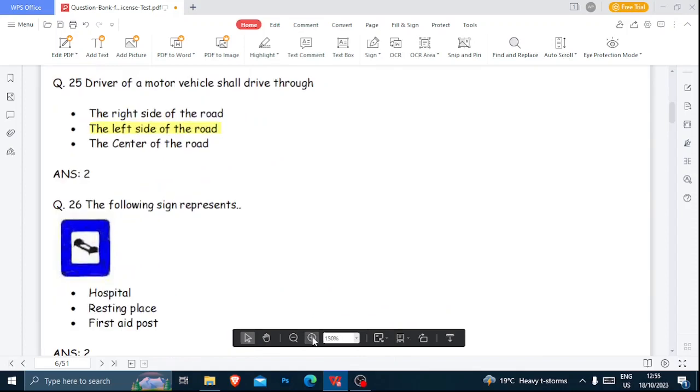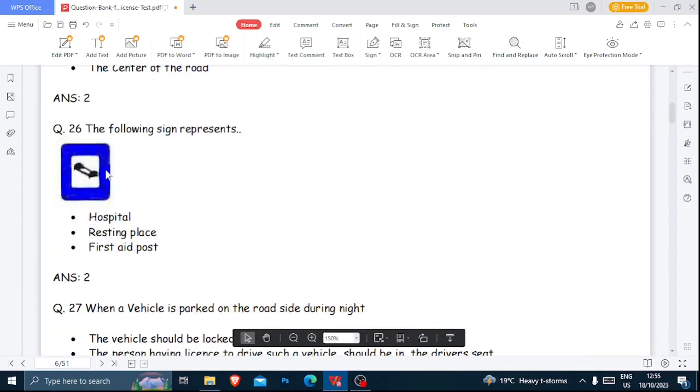So let's begin. Number 26. This sign represents, so looking at this sign, is it a hospital, is it a resting place, or first aid post? So we can see a bed here, so definitely this one is a resting place.